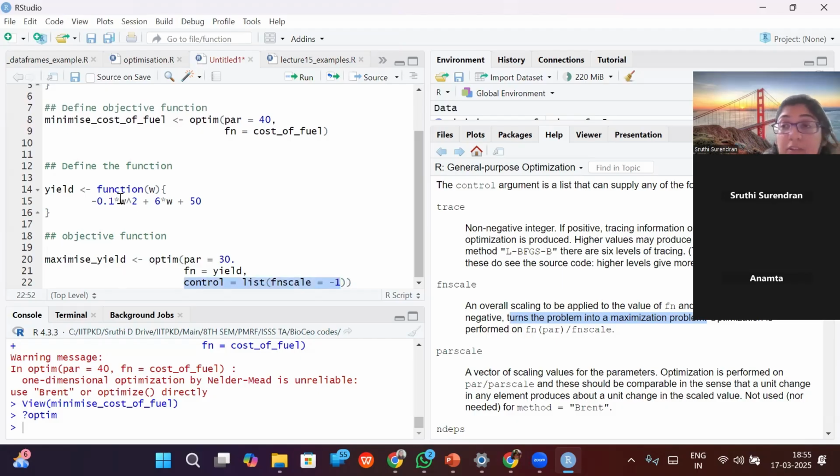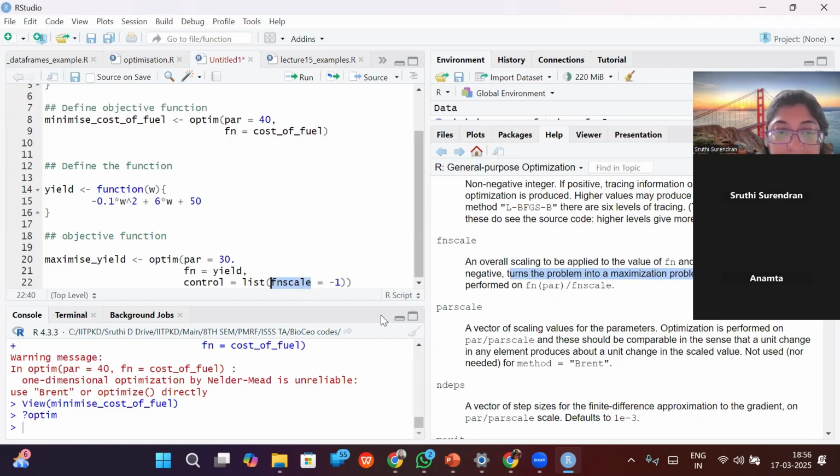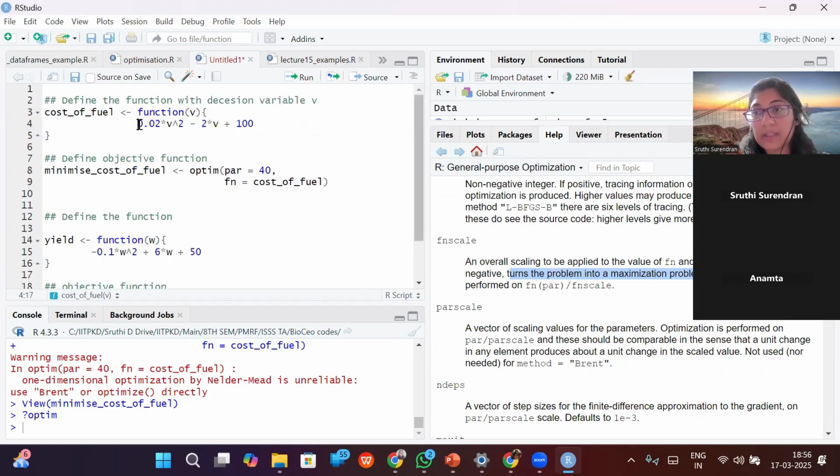Required water that has to be supplied for minimum yield, but what we require is to maximize the yield. So in order to make it a maximization objective function, we use this control argument, which has to be given in the form of a list, with the component fnscale put as -1. So whatever the problem is, it will maximize it by finding the negative of it. So this equation, it will write as negative. In that case, what we are going to get is the maximized value.